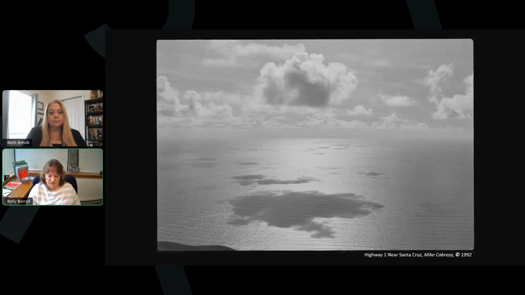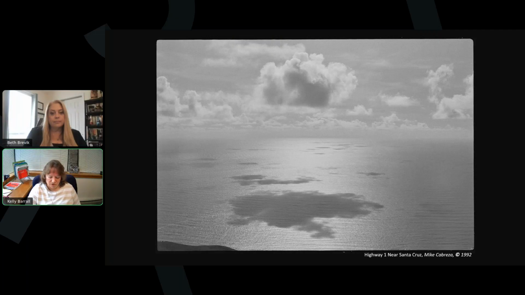In this slide, we have an example here from Mike Cabreza. Mike is the Technical Services Assistant Manager here at Backstage. He took this shot in 1992 on Highway 1 near Santa Cruz. You can see how delicate the contrast is between the sky, sea, and the clouds. And I think looking at this, you can tell that's part of what makes this shot so stunning. If any of these values get clipped, we lose a lot of the impact from the resource.